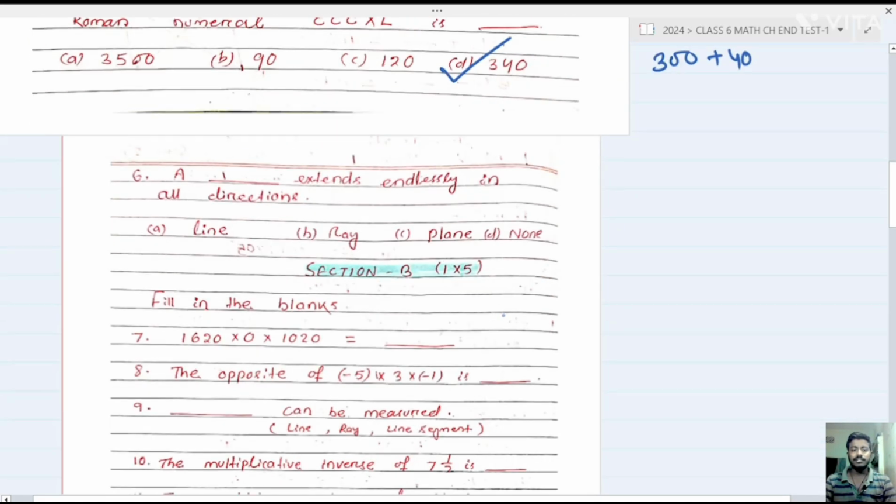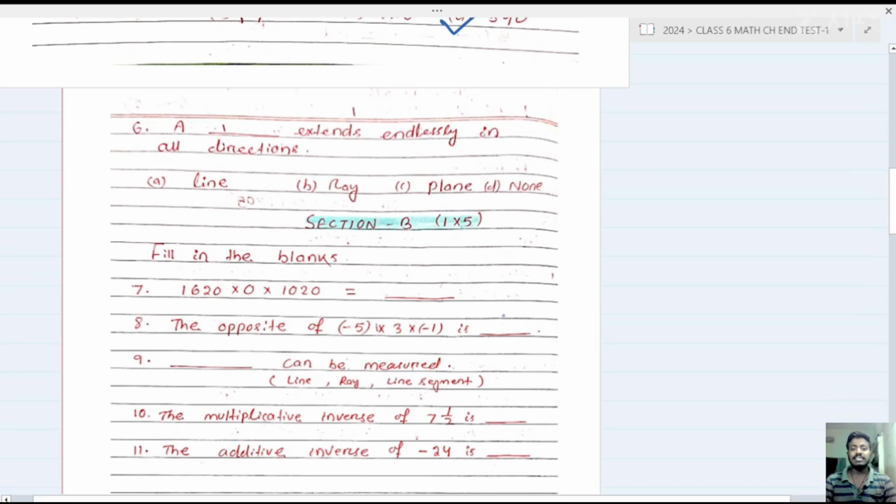Now next question. A dash extends endlessly in all directions. So all directions means plane. Okay. If the question says 2 directions, then 2 directions means line. Okay. If the question says 1 direction, then 1 direction is ray. Okay. Now, fill in the blanks.